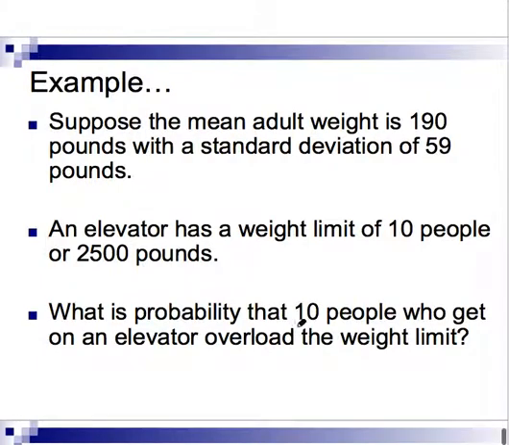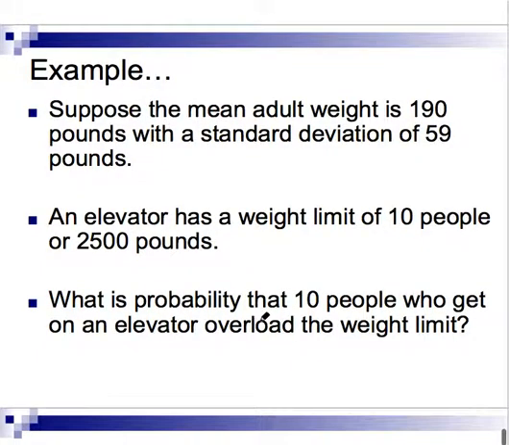So let's do another example. It's the last example. So suppose the mean adult weight is 190 pounds with a standard deviation of 59 pounds. An elevator has a weight limit of 10 people or 2,500 pounds. So what is the probability that 10 people who get on an elevator overload the weight limit? So information that you need to write down, the mean. So X bar is 190, or mu is 190 because it's the population. And the standard deviation is 59 pounds. This is for the whole population. Somebody else has given us this information already.